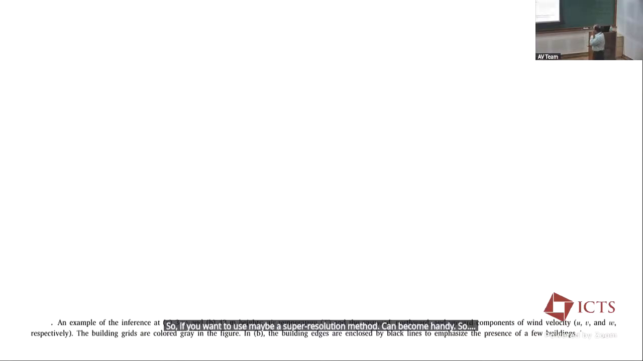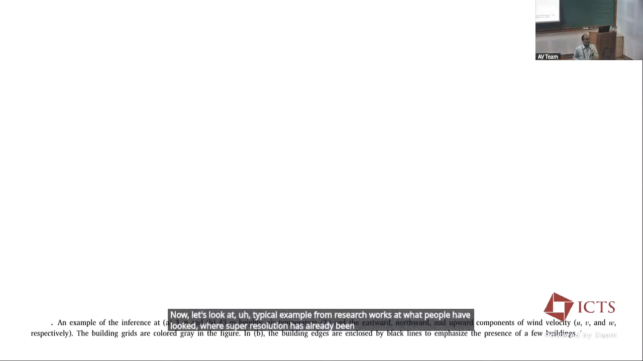Now let's look at typical examples from research works, where people have found super resolution to be very, very useful.